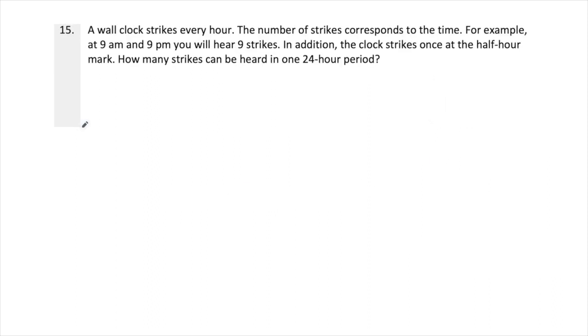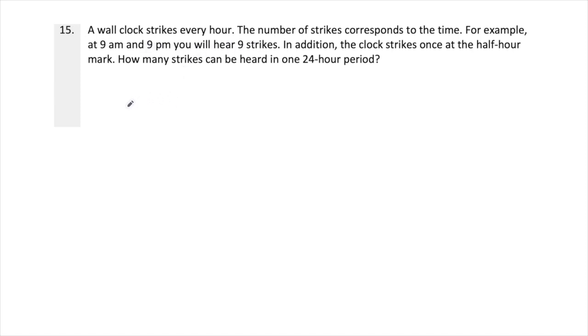For this problem, we have to figure out how many strikes can be heard in one 24-hour period. We can split the 24-hour period into two 12-hour periods because the two 12-hour periods are identical except for the AM and PM part, and the AM and PM do not matter in this problem. Based on this problem, we know that the number of strikes corresponds to the time. So if we have 9 AM and 9 PM, we will hear 9 strikes.